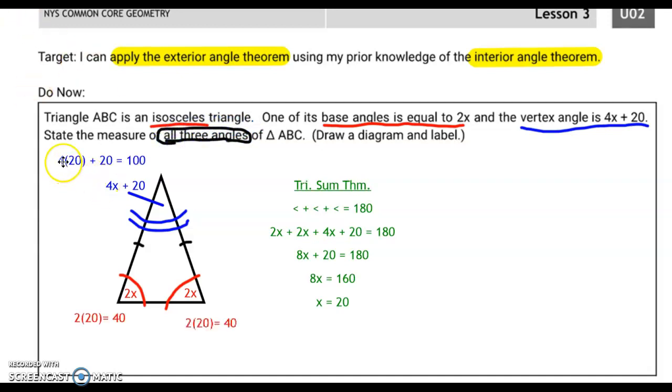And as you can see, we have 4 times 20 plus 20 is equal to 100, 2 times 20 is equal to 40, and 2 times 20 is equal to 40 on the other side as well. Now keep in mind that I'm not done with this problem because I need to represent these in terms of their units, which are, of course, degrees. 100, 40, and 40. No big deal.